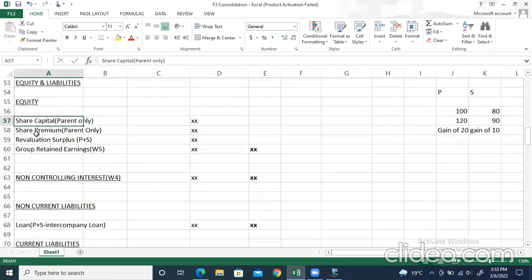So this was the explanation for equity. These 4 things are there. We just need to take care of these first two. This does not need to have the subsidiary one because it's already written in working two.